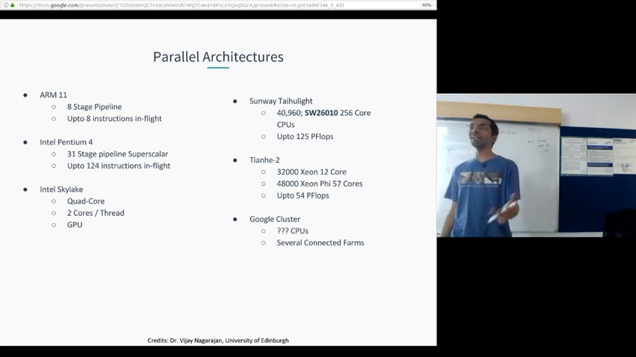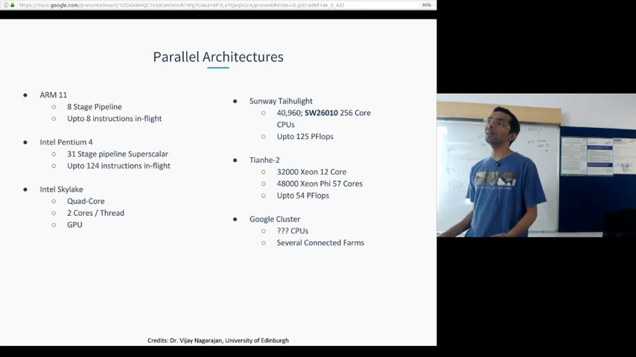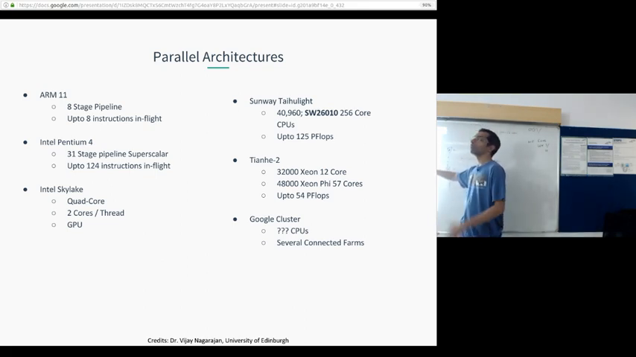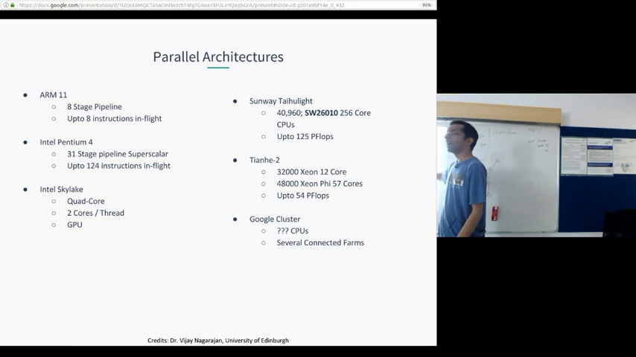Any idea of how many flops our computers can do? You know what a flop is? First of all, floating point operations. Instead of talking about integer operations, we talk about floating point operations. So how many flops can your computer do? Anyone? A GPU can go to teraflops. Okay, that's a very high-end one.